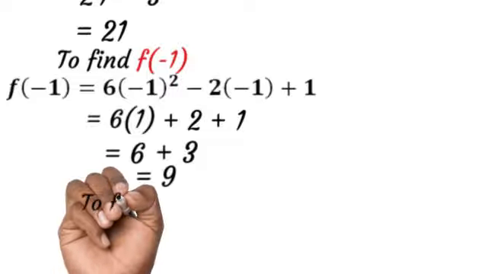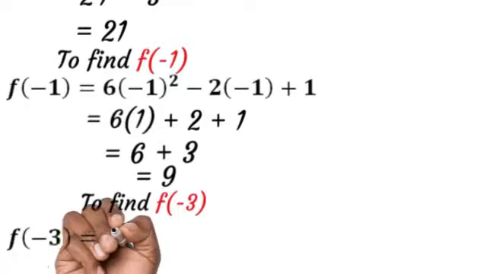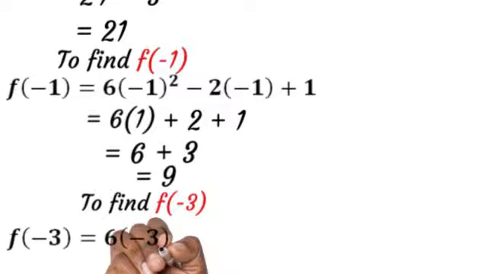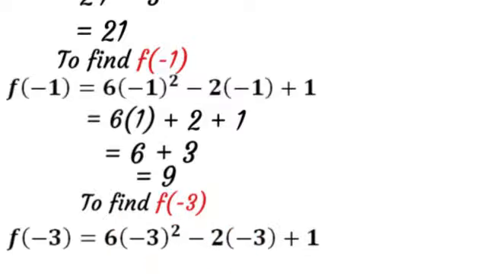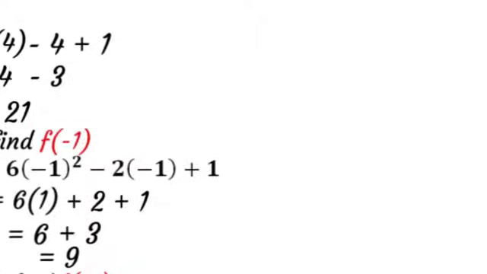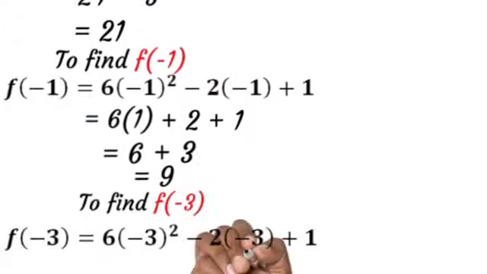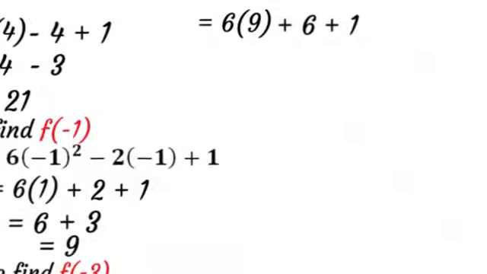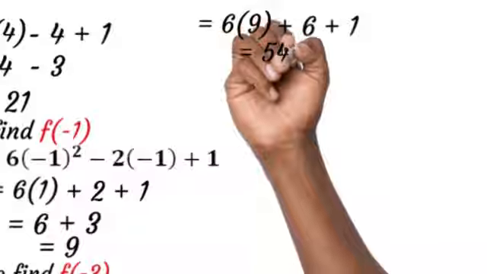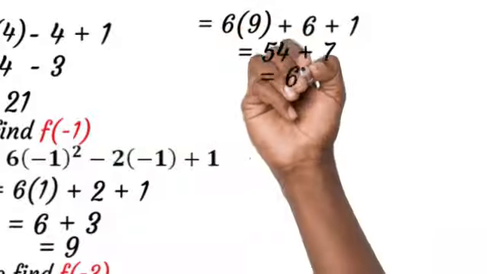Finally, to find f of minus 2, you have to repeat the same process. So that will be f of minus 2 equals 6 times minus 2 squared minus 2 times minus 2 plus 1. So minus 2 squared is 4, so we have 6 times 4. Minus 2 times minus 2, we have plus 4. We have plus 1. 6 times 4, we have 24 plus 5. So 24 plus 5, we have 29.